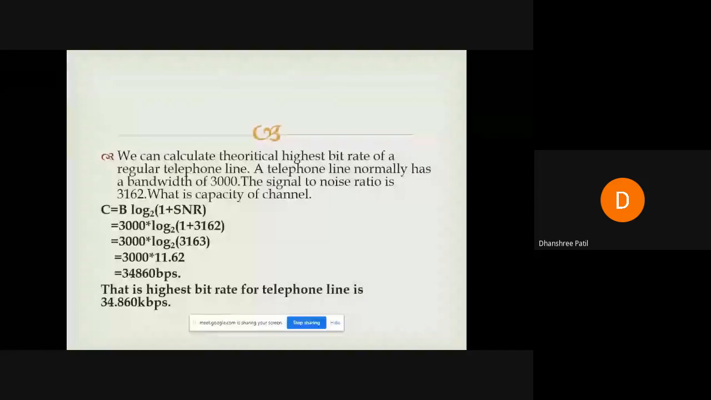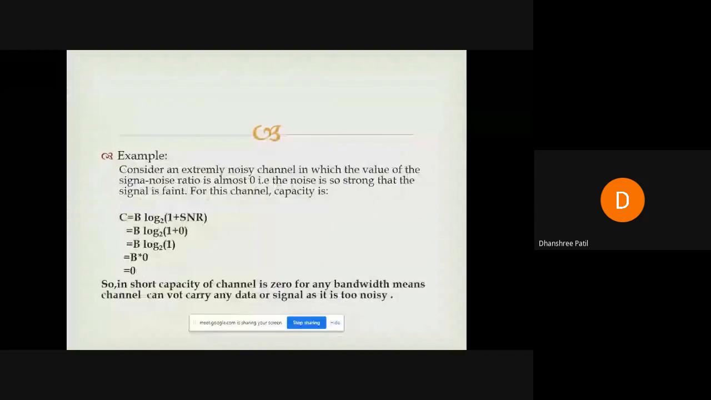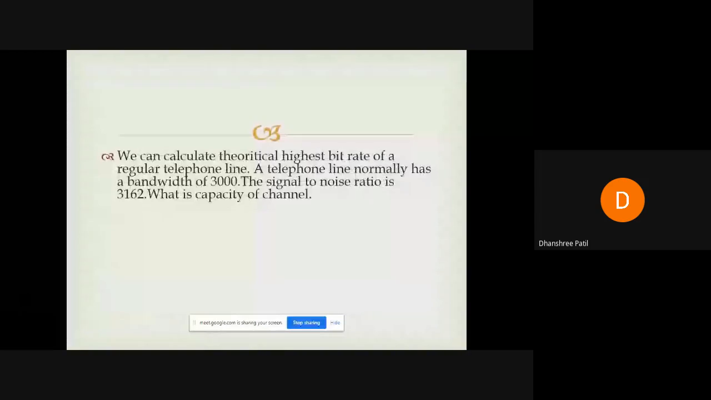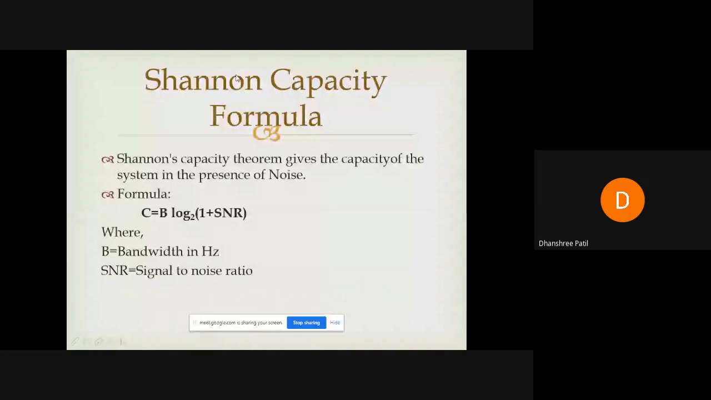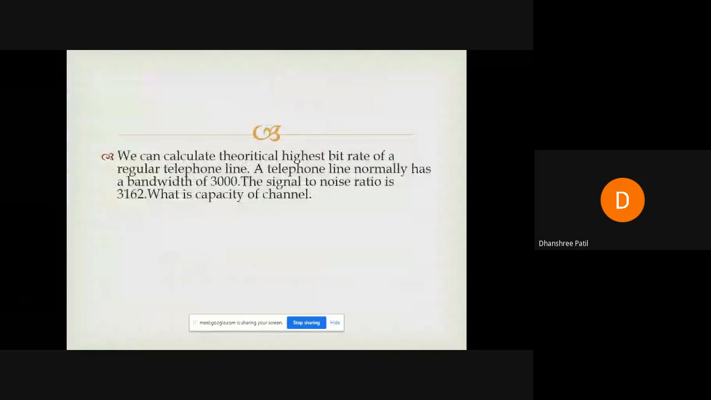Okay, so these are the two formulas. In the next lecture also we are going to see some examples. Up to that, you have to learn how to calculate this log 2. Okay, so I hope you are getting all these things whatever we have seen today.